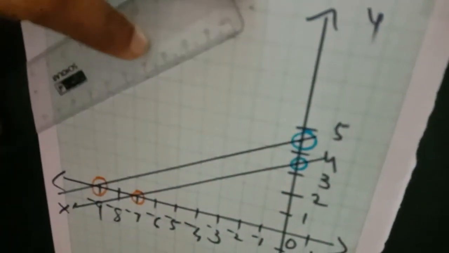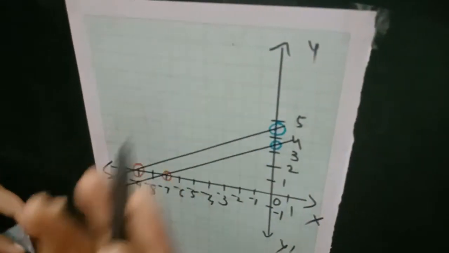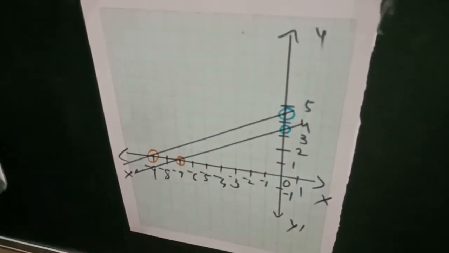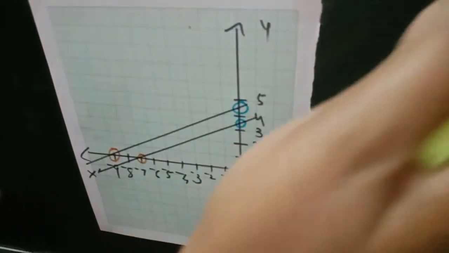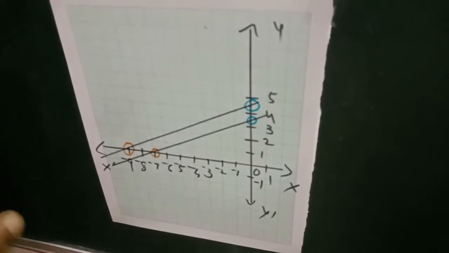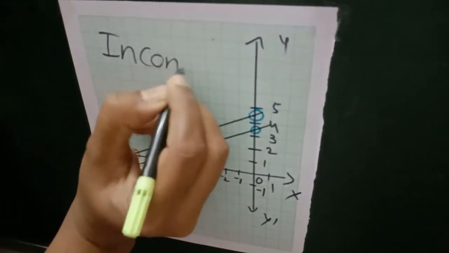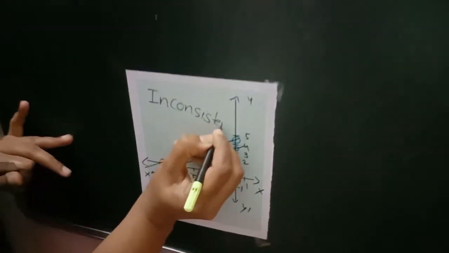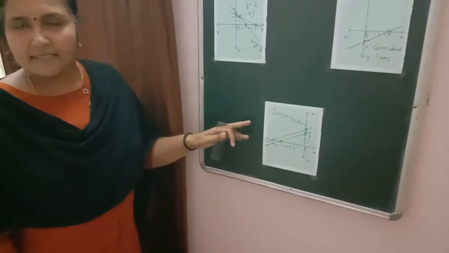What happened? Which type of lines are we getting? Yes, we are getting parallel lines. So already I said, if the 2 lines intersect somewhere, then only we will have a solution. So here, if we extend to any side, the 2 lines will never intersect each other. So in this case, our solution is inconsistent. When parallel lines are coming, then we will say our solution is inconsistent.